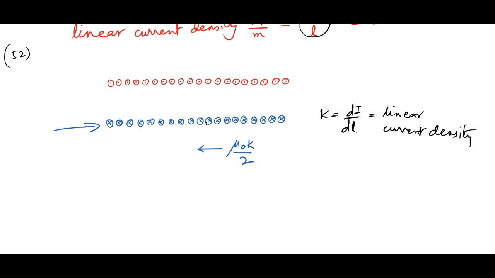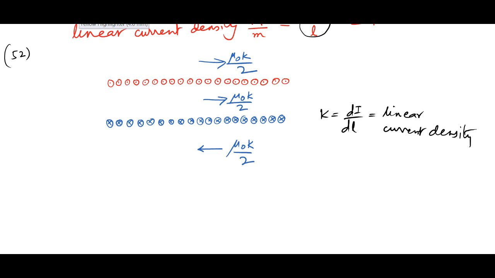Now in the region above the lower plane, that is in this region as well as in this region, the field is towards the right. The field contribution by the lower plane is rightwards, and it's equal to mu naught k by 2 here as well as here, mu naught k by 2.